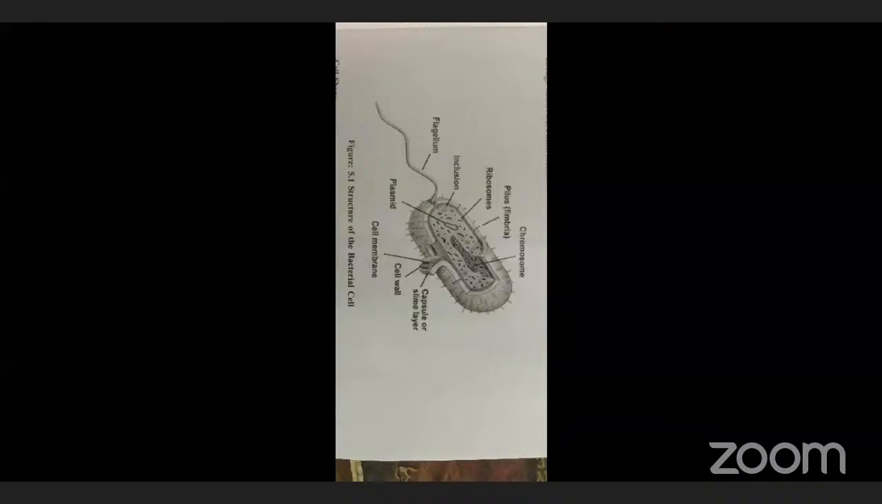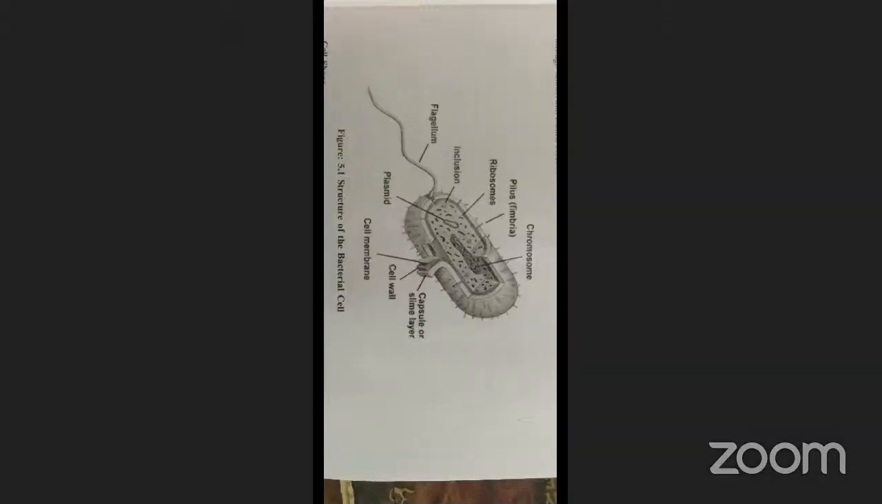Another one is the decline phase. In this decline phase, the population decreases due to cell death. Besides nutrition exhaustion and toxic accumulation, the cell death may also be caused by autolytic enzymes. Okay. So this is the growth curve of the bacteria.